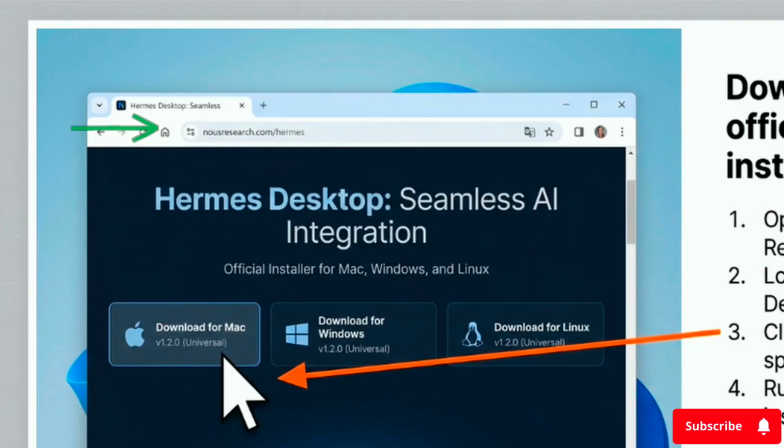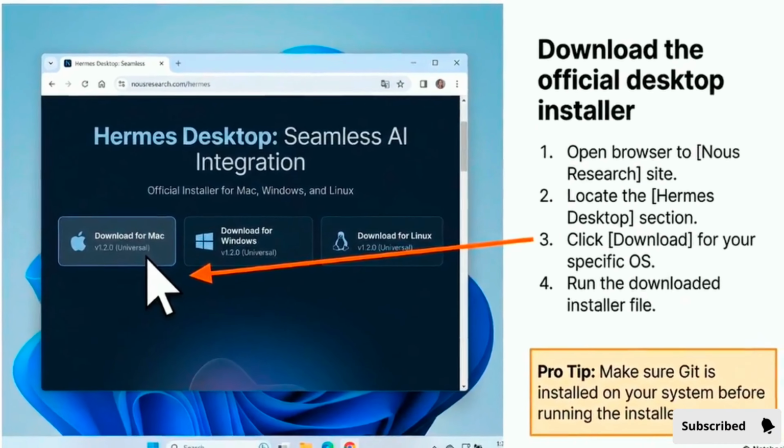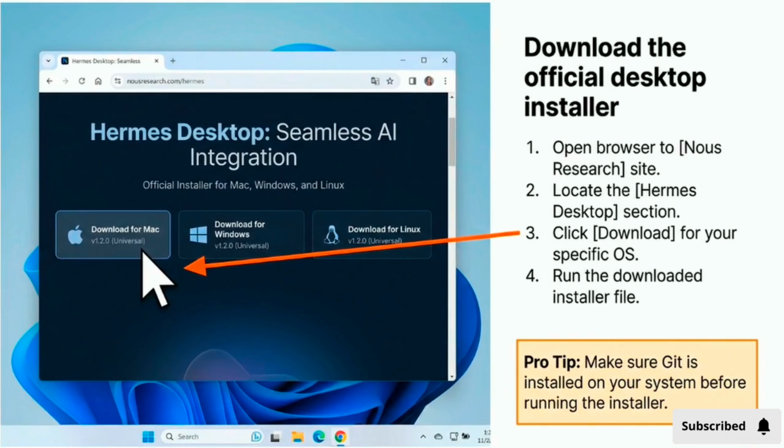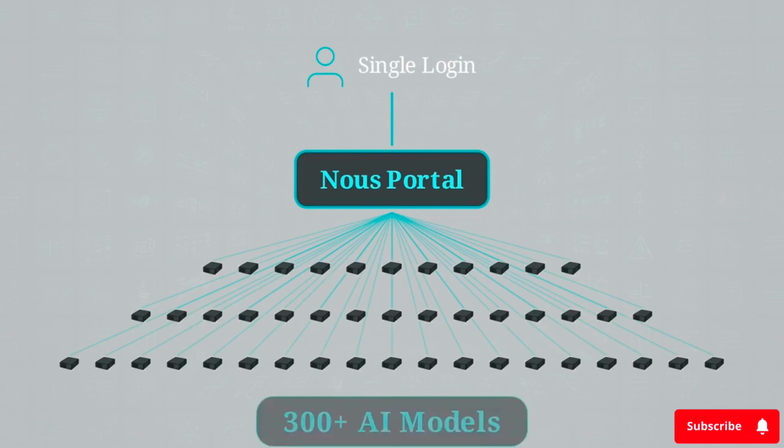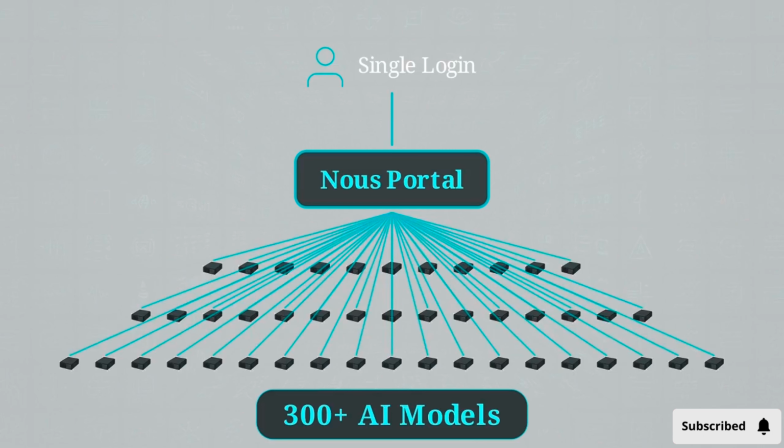Navigate to the Nous Research site and locate the Hermes desktop section. You'll find official installers for Mac, Windows, and Linux. Download the one that matches your specific operating system. To power the agent, you'll use a News Portal subscription. This gives you a single login that provides access to over 300 different AI models.